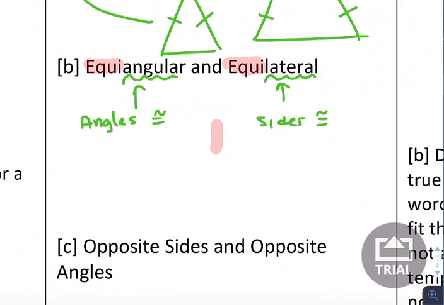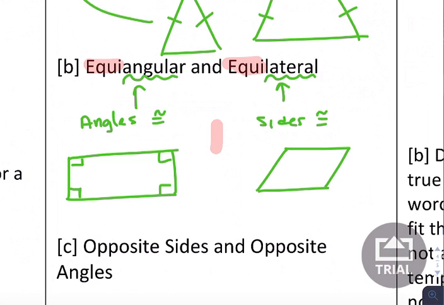And so for an equiangular thing, again, you should be drawing pictures anyway. A nice example would be something like a rectangle. Rectangles are equiangular because all the angles are 90 degrees. Equiangular and equilateral don't have to be combined in a single shape. Equilateral might be something like a rhombus. All the sides are congruent, and a rhombus, ergo, is equilateral.